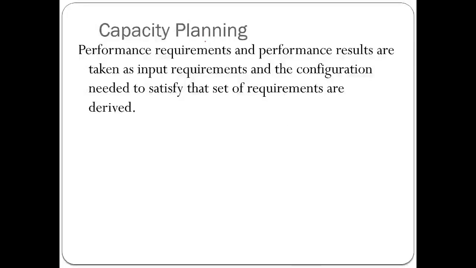Next is capacity planning. Performance requirements and performance results are taken as input requirements, and the configuration needed to satisfy that set of requirements is derived. So for each requirement you need to decide the configurations. That is capacity planning. For each requirement, what configurations you are going to keep and how much capacity you want. You need to plan this and set it for every requirement.